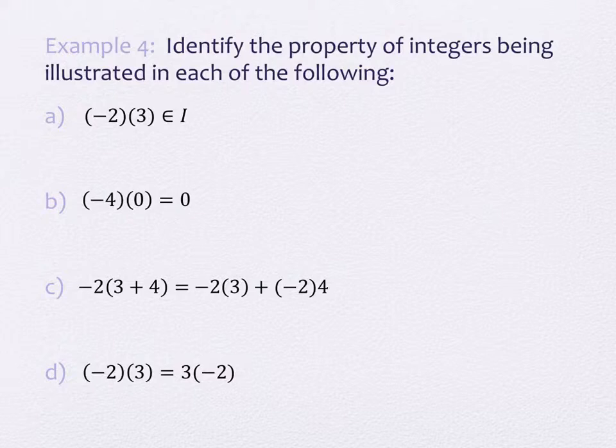Okay, what property did you decide the first one was? It's closure. If you remember some of those symbols, that E-looking symbol means is an element of. It means it's one of those next items. And I, in your book anyway, stands for integers. It's not actually what I usually stands for, but that's okay. Your book does it that way. So this is closure.